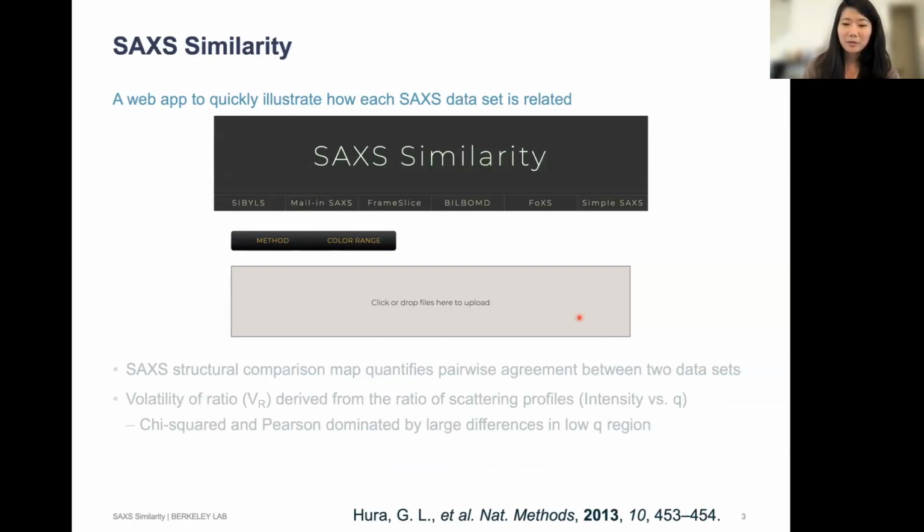Greg published this paper back in 2013 with the help of Kevin Dyer, and it's in Nature Methods. And it's a web application that gives you an idea of how the SAXS data sets are related to one another. And this is the interface that you will see. And I'm going to be doing a live demo of this. We will see this again in a little bit.